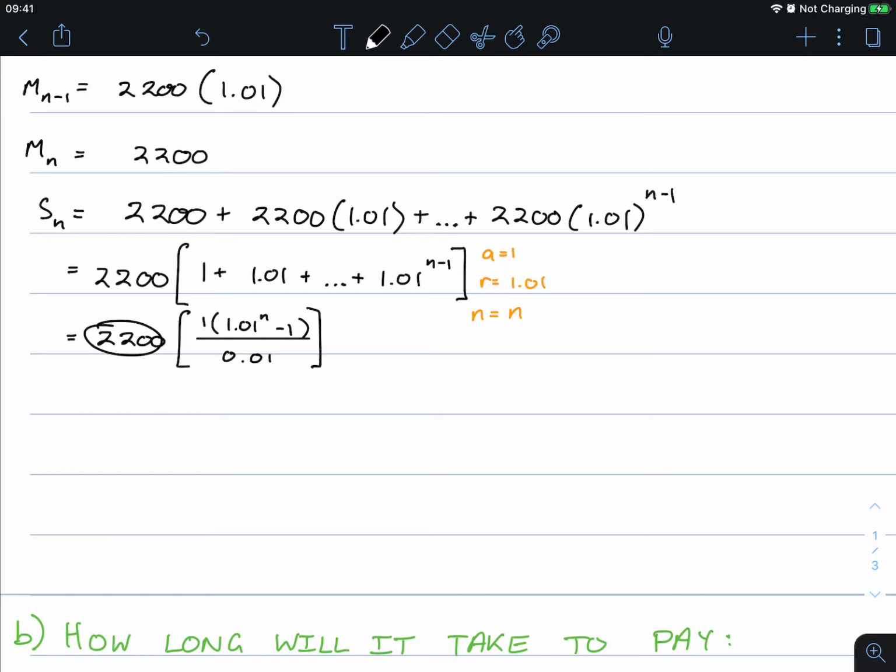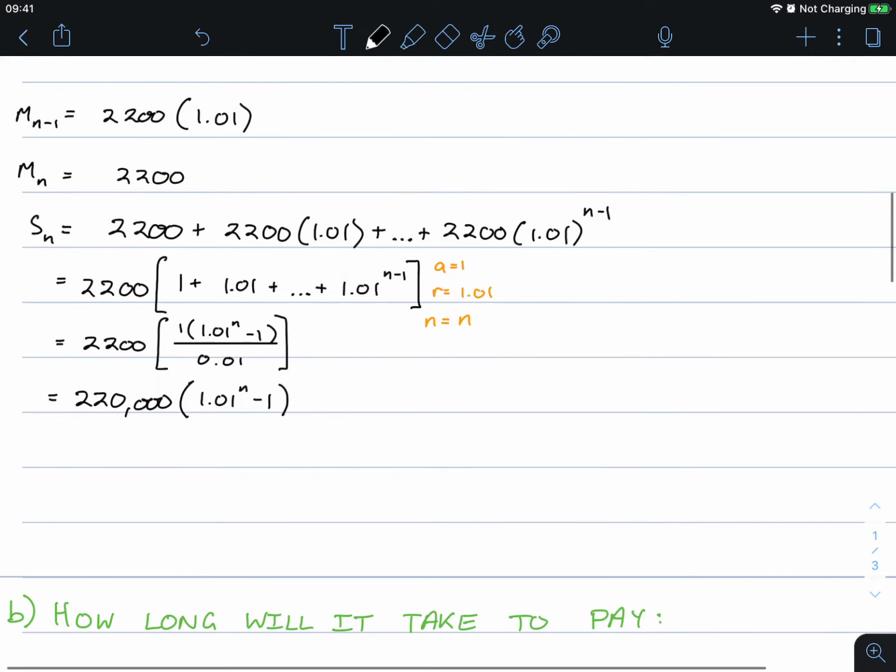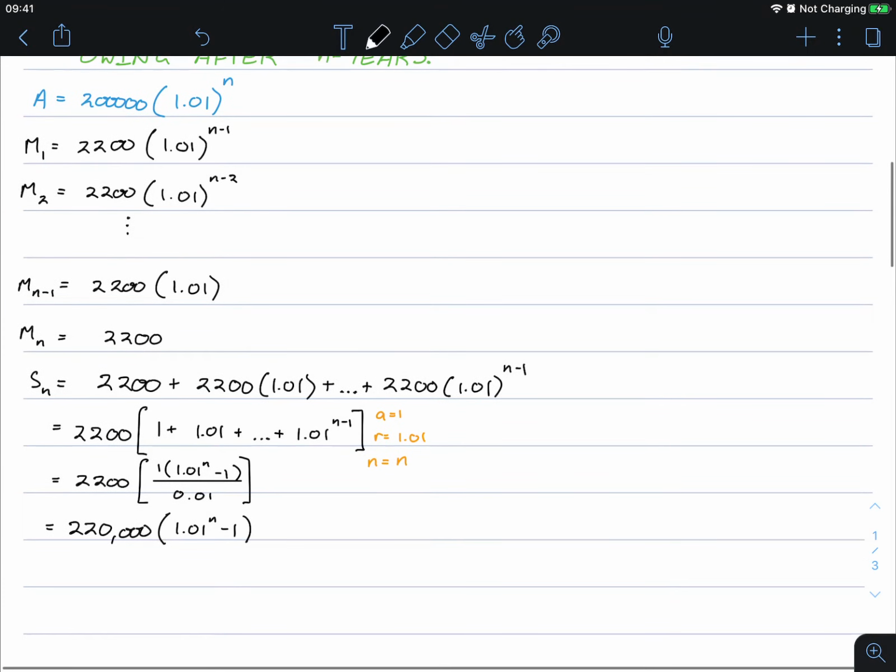Evaluating these two numbers, 2,200 divided by 0.01, just using a calculator now. Whoops, the calculator's not working. 2,200 divided by 0.01 is 220,000. Simplifying this expression, 1.01 to the power of n minus 1. We're going to bring these two expressions together now.